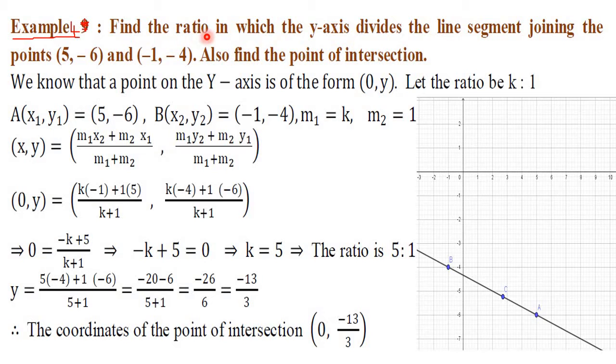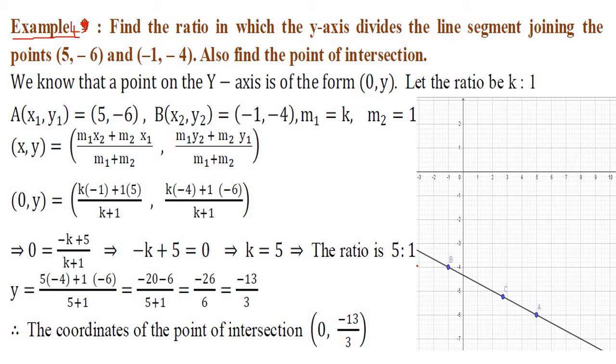So we have to find the ratio in which the y-axis divides the line segment. So this is the y-axis, and this is the line segment AB. AB divides the y-axis, which means the line and the y-axis intersect each other. So we have to find the point of intersection, and the point A is (5, -6).